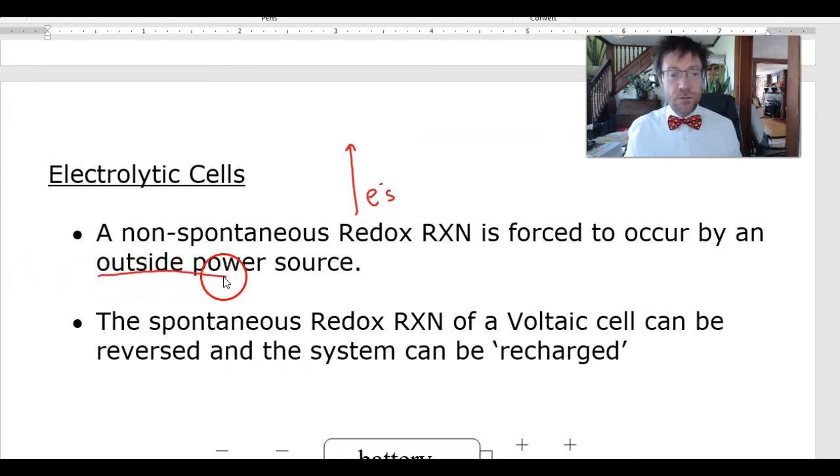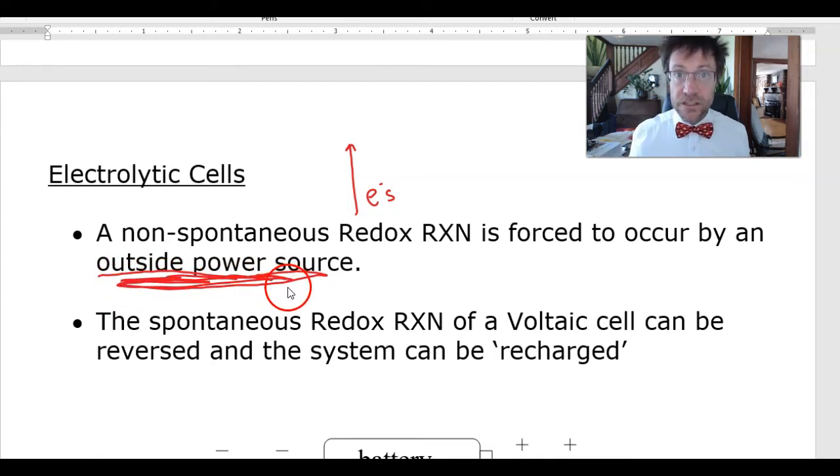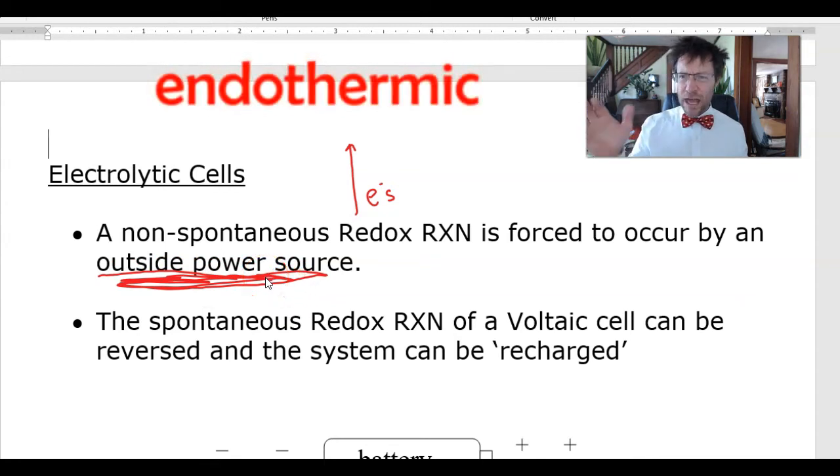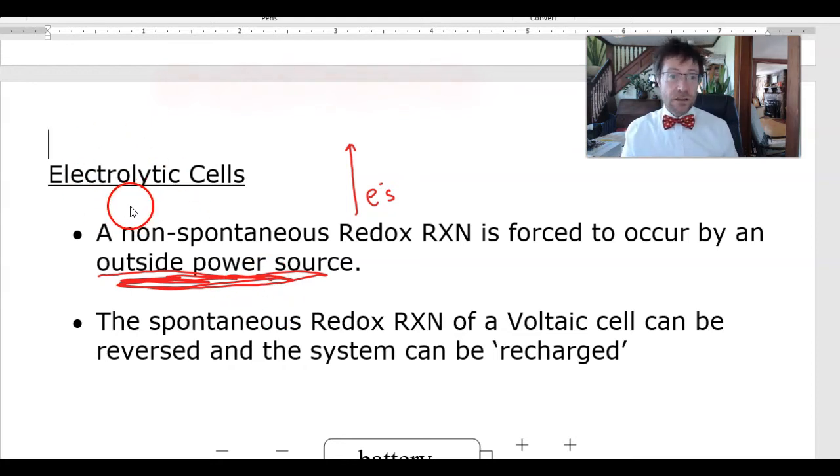This is the most important part about an electrolytic cell, and the one thing that really separates the electrolytic from the voltaic: there's an outside power source. In other words, you have to put energy into it to make it happen. Basically, the spontaneous redox reaction of a voltaic cell can be reversed and the system can be recharged. This is the most common use for your electrolytic cell, at least what you see in your everyday life.